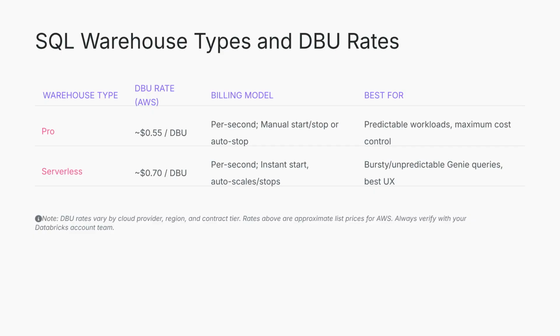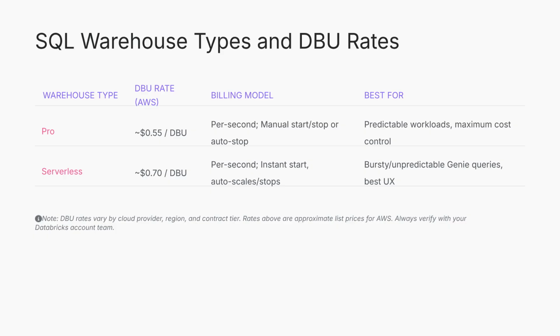Classic is not supported. Here's the quick comparison. Pro warehouse, about 55 cents per DBU on AWS. You control start/stop or set auto stop. Great for predictable workloads where you want maximum cost control. Serverless warehouse, about 70 cents per DBU. It starts instantly. Auto scales and auto stops. Perfect for the bursty, unpredictable nature of Genie queries, and it delivers the best user experience.